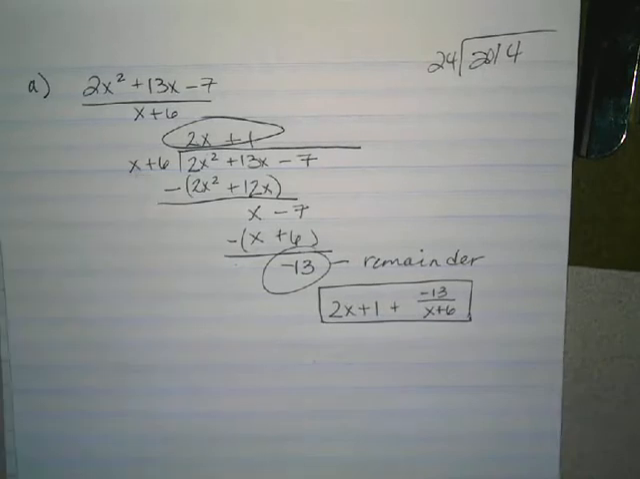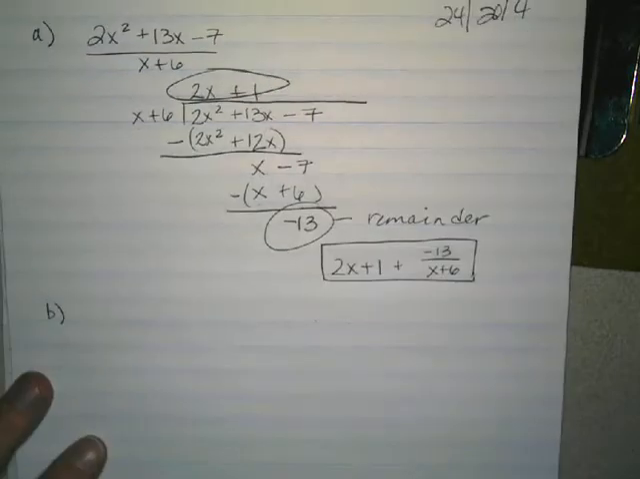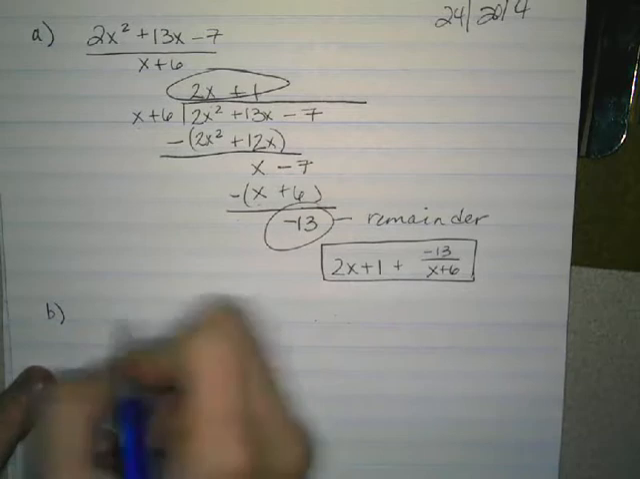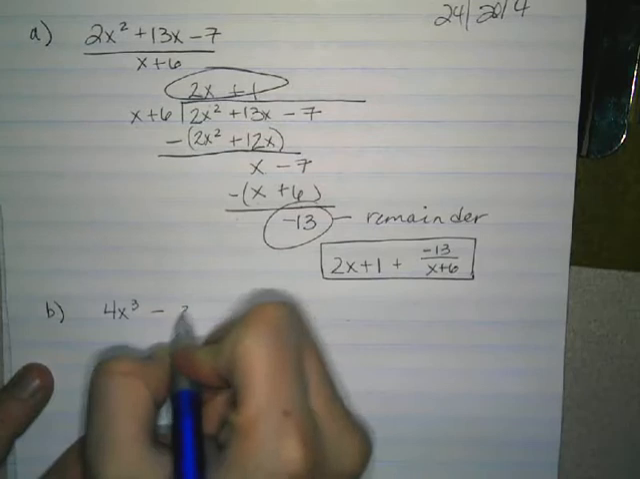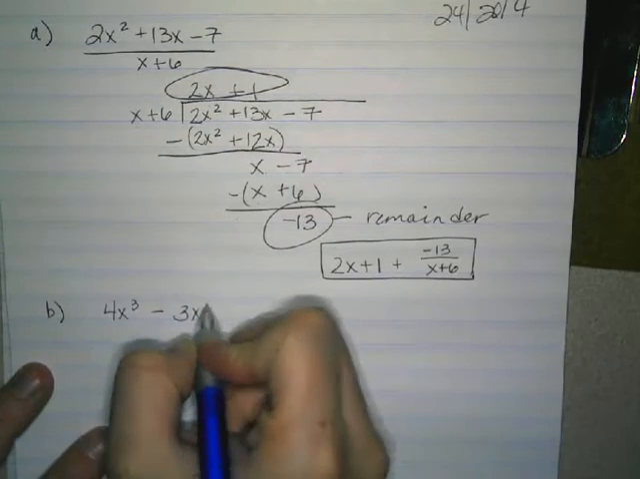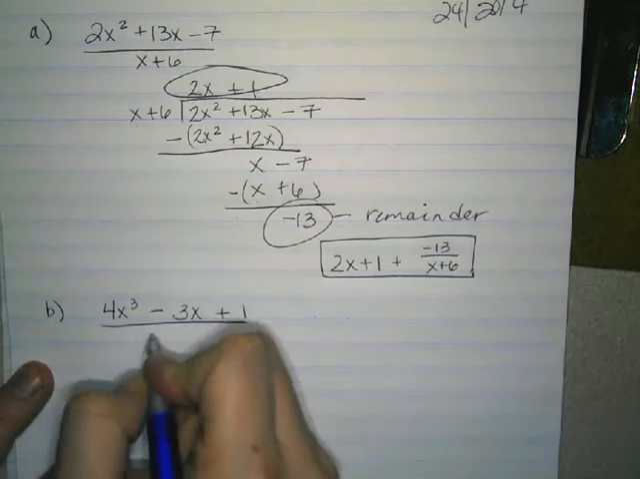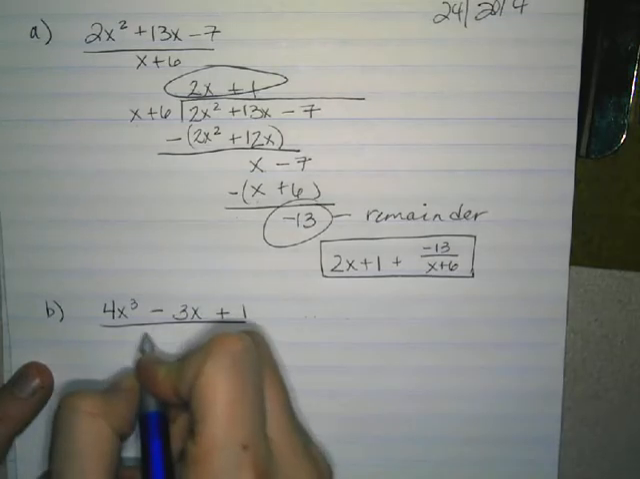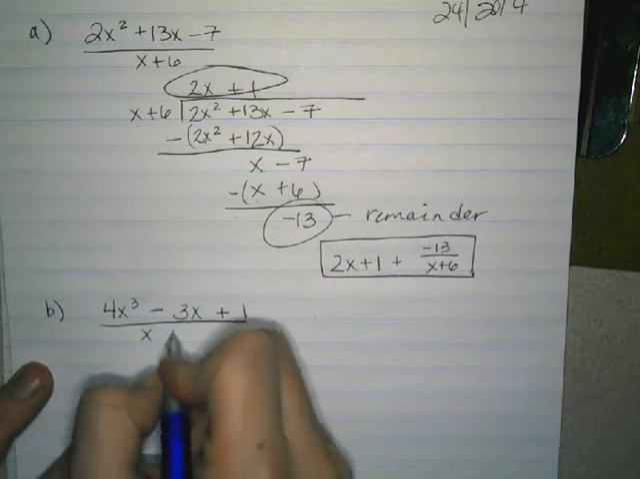Okay, let's do another one together. B. Let's do 4x cubed minus 3x plus 1. We're going to divide that by, I don't know, x plus, well, let's go x minus 2.